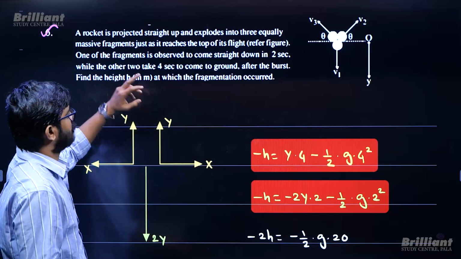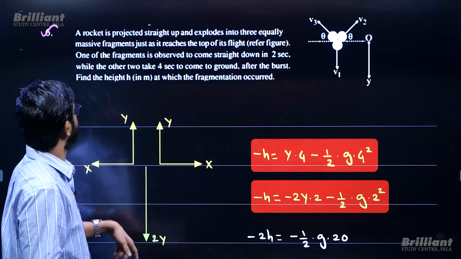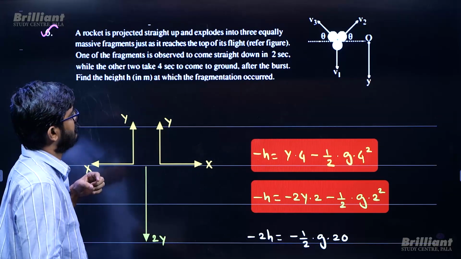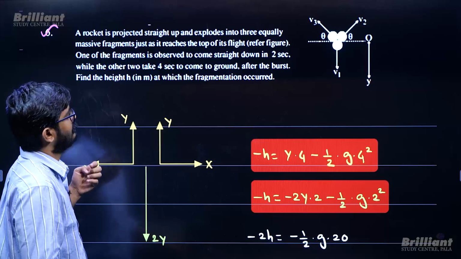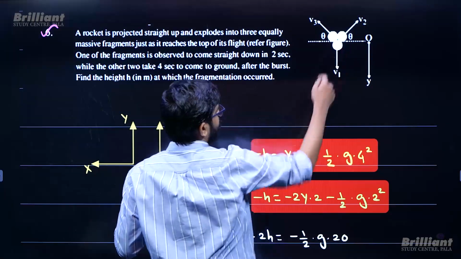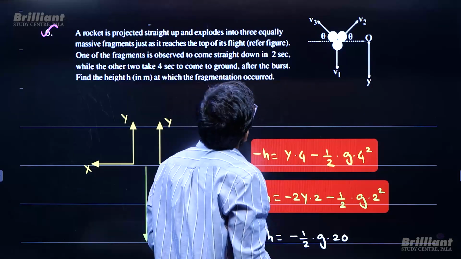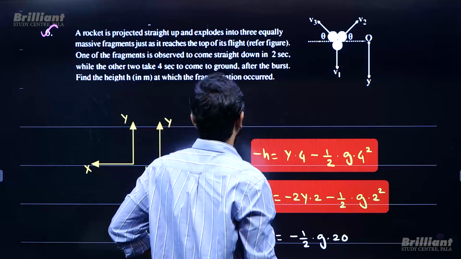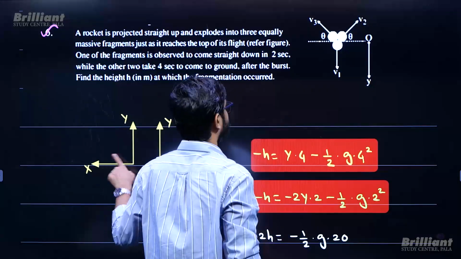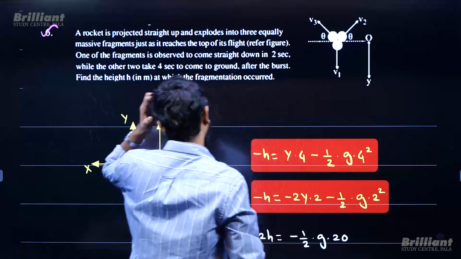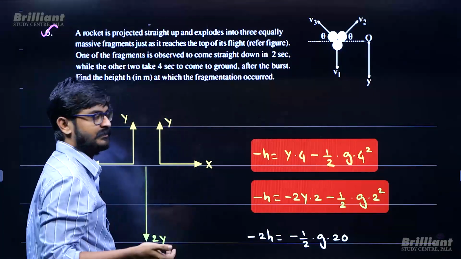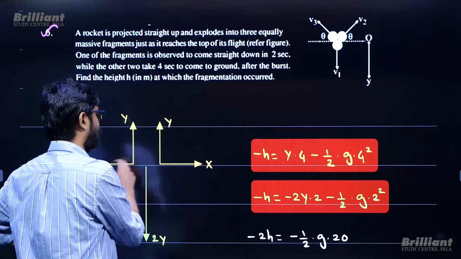One of the fragments is observed to come straight down in 2 seconds, while the other 2 take 4 seconds to come to the ground after the burst. Find the height. Now you can see they have given that these 2 angles are same. So by momentum conservation, if I resolve it, let me say this guy has some x component, some x component, some y component, some y component. I can easily show you these 2 x components should be same because momentum of the system along the x axis should be 0. So these 2 masses are same, so velocities also should be same.